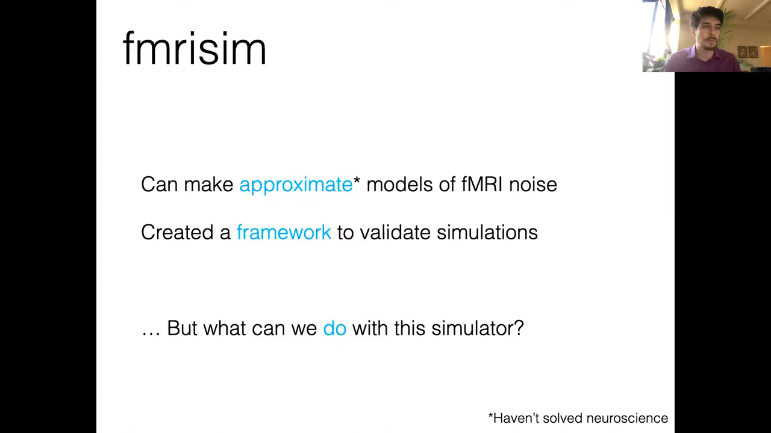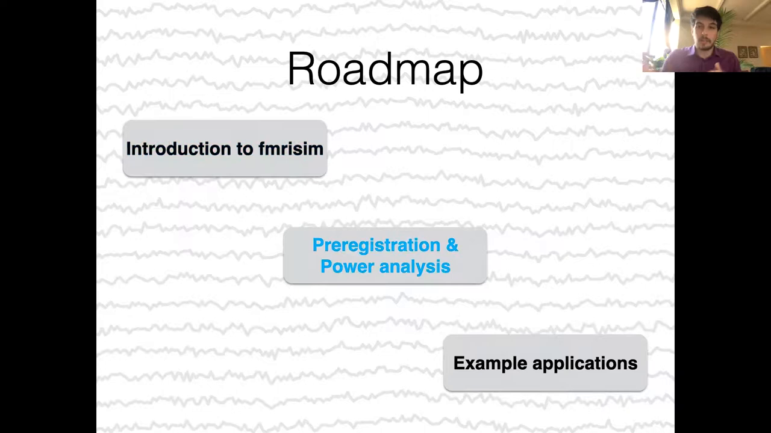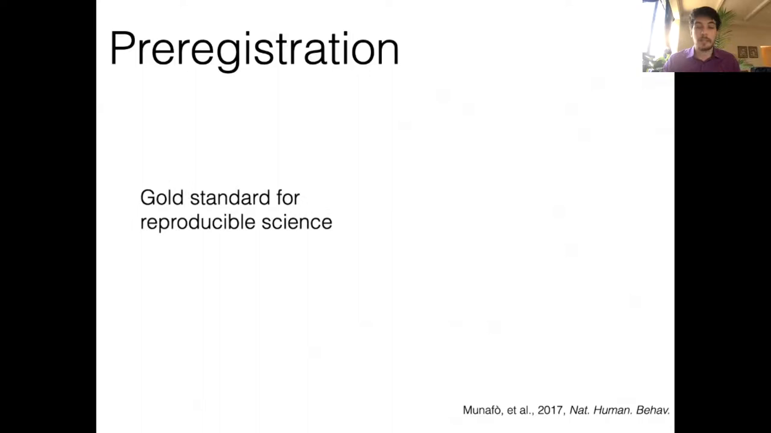Okay, so turning to the point that was discussed in the previous talk, and I'm not actually going to spend that much time on because it was so clearly explained, pre-registration and power analyses are clear advantages that can be achieved with fMRI sim. And just generally simulation. So just very quickly, the gold standard for reproducible science is pre-registration.